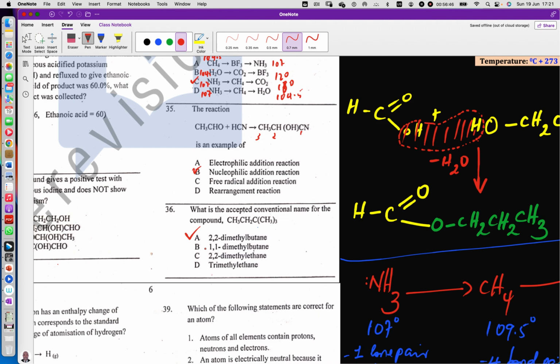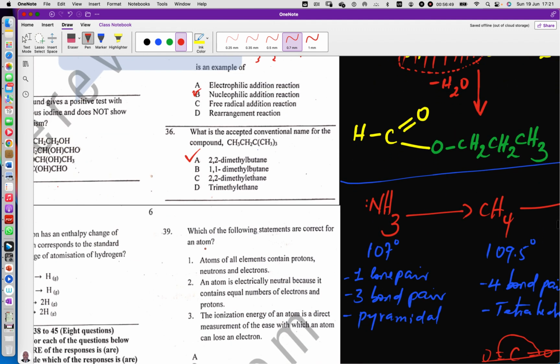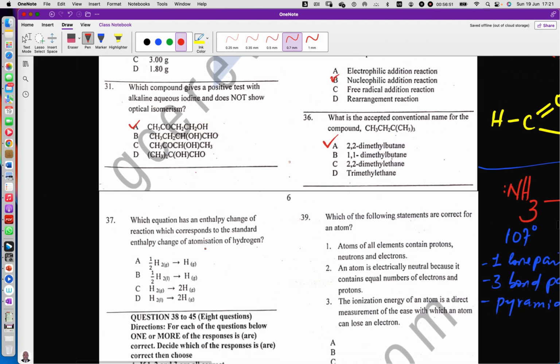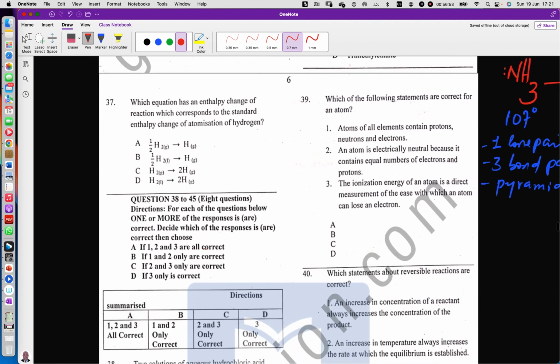Now, let's go to question number 37. Question number 37 has to do with equation. Which equation has an enthalpy change of reaction which corresponds to the standard enthalpy change of atomization? We are atomizing, so it must be from a gaseous molecule to a gaseous atom. So in that case, it must be gaseous.